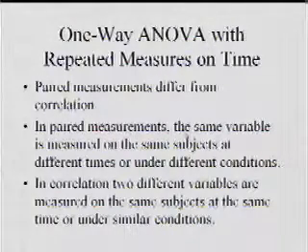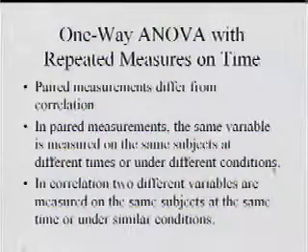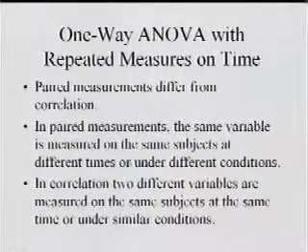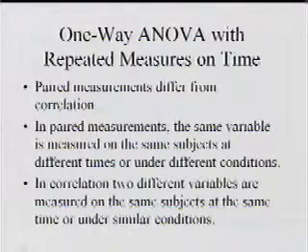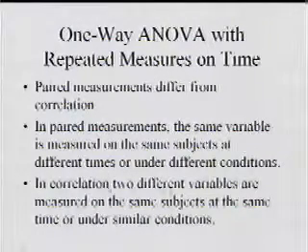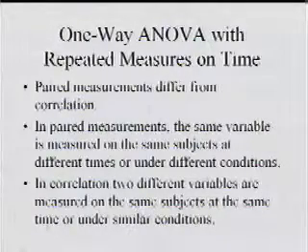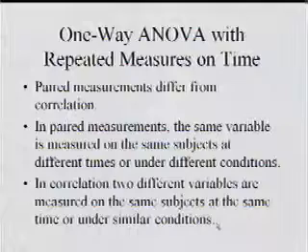So in paired measurements, the same variable is measured on the same subjects at different times or under different conditions. The reason for redefining this, as we'll see in this discussion, is that a repeated measure, even if it's on time, is a paired comparison. So that's very important. The distinction in correlation: two different variables are measured on the same subjects at the same time or under similar conditions.